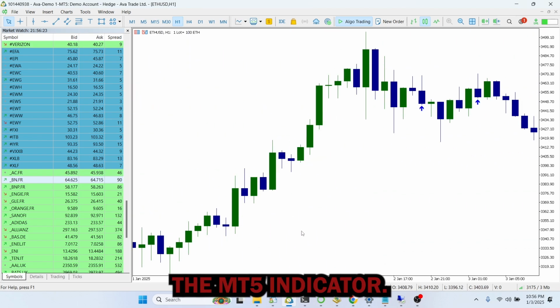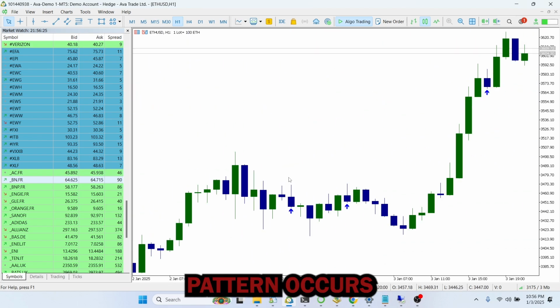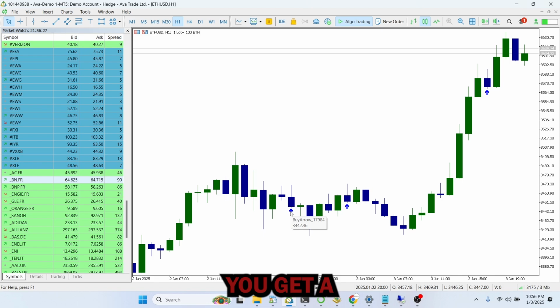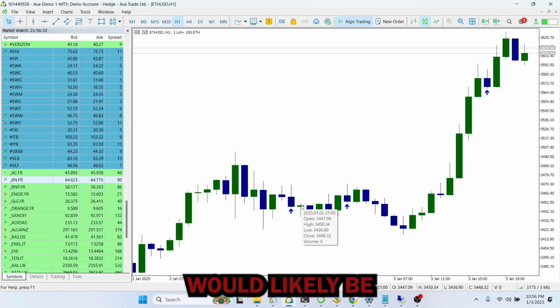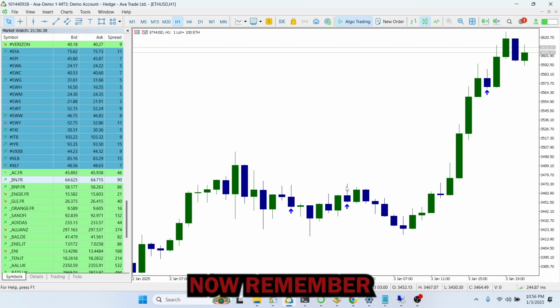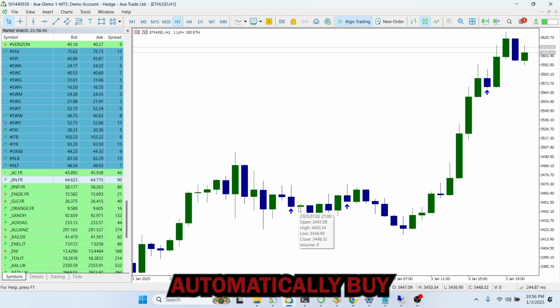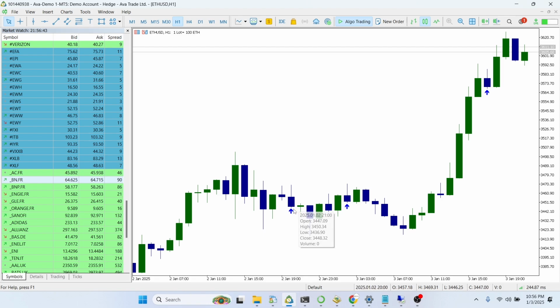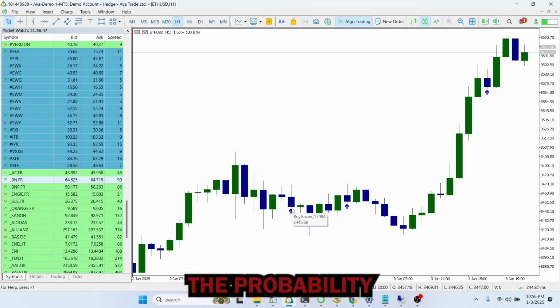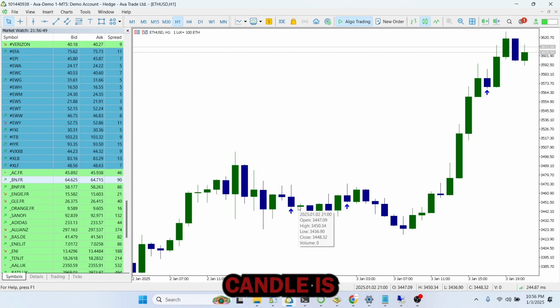So this is the MT5 indicator. Whenever this pattern occurs, automatically you get a bullish arrow here telling you that the next candle would likely be a bullish candle, or the probability of the next candle being a bullish candle is above 60%. Now remember, this doesn't say you should automatically buy here. It is not a signal. This automatically just says, hey, I think whenever this pattern occurs, the probability of the next candle being a bullish candle is above 60%. So you should take that into consideration before placing your trade.